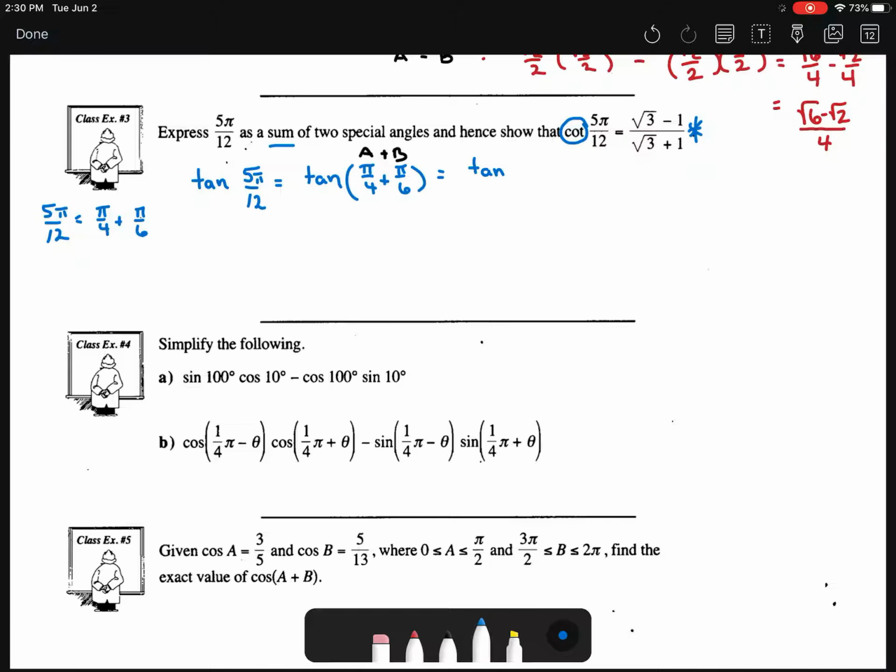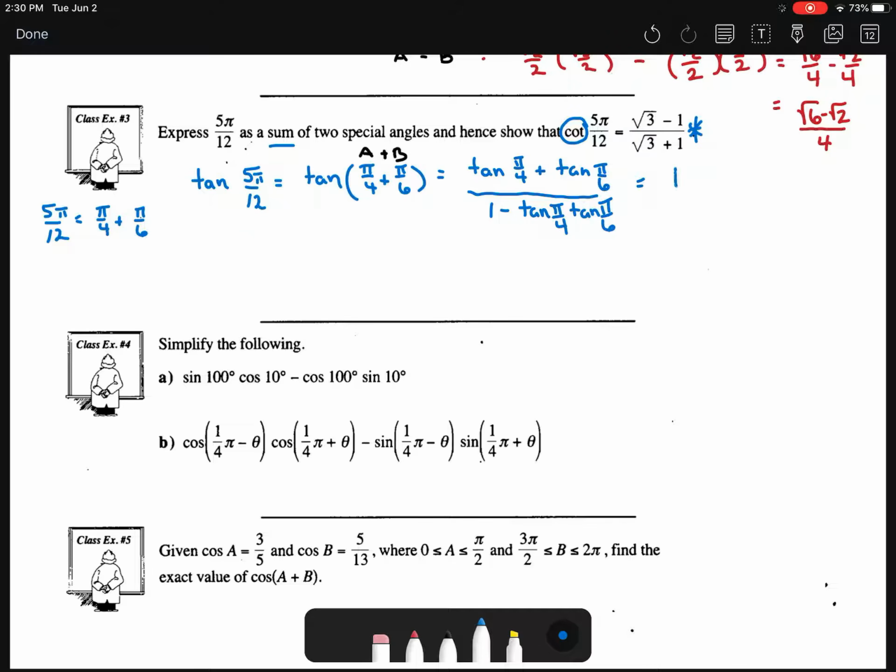So what does this look like? Well, it looks like this. The tangent of pi over 4, so tan A plus tan B. Okay, so there's part 1. Tan A plus tan B. Now, in the denominator, I am going to have 1 minus tan of A, so tan of pi over 4, and tan of pi over 6. Okay, so I've filled in the identity. Now I need values for those expressions.